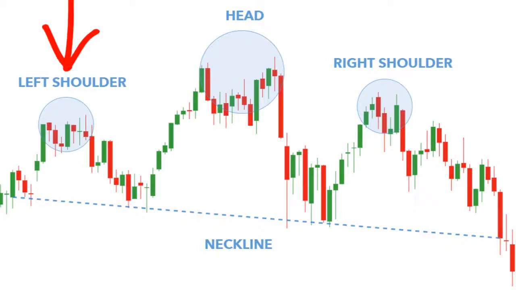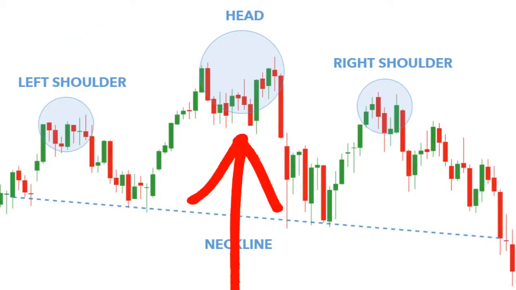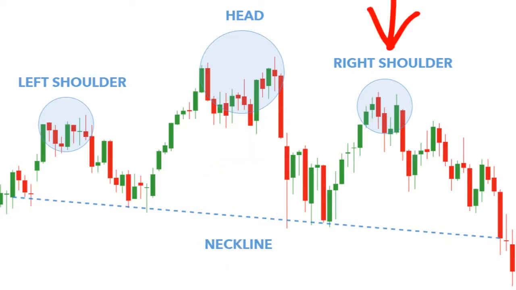Let's dive into it. A head and shoulders pattern is a pattern that is formed by one peak, also known as the first shoulder, followed by a higher peak, the head, and then followed by another peak, which is lower than the previous, which is the other shoulder. So you have a shoulder, you have a head, you have a shoulder.